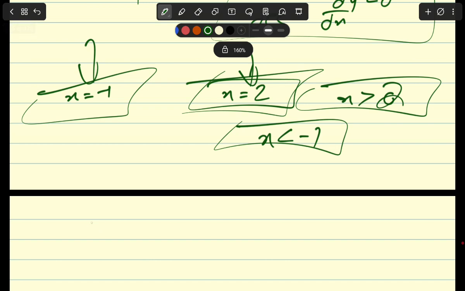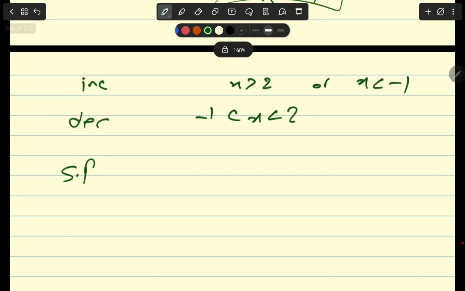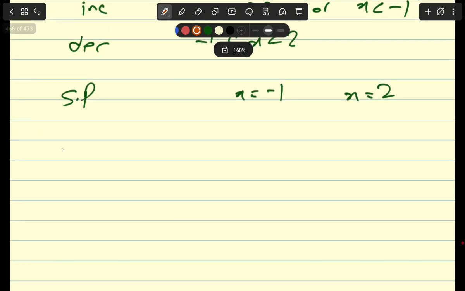So the answer is, for increasing, x greater than 2 or x less than negative 1, and for decreasing, x lies between negative 1 and 2. And stationary points occur at x equals negative 1 and x equals 2. You can plot this function on Desmos and verify that this is indeed the case. Now, let's say that you're given a curve. Let's try another example to solidify the concept in your heads.